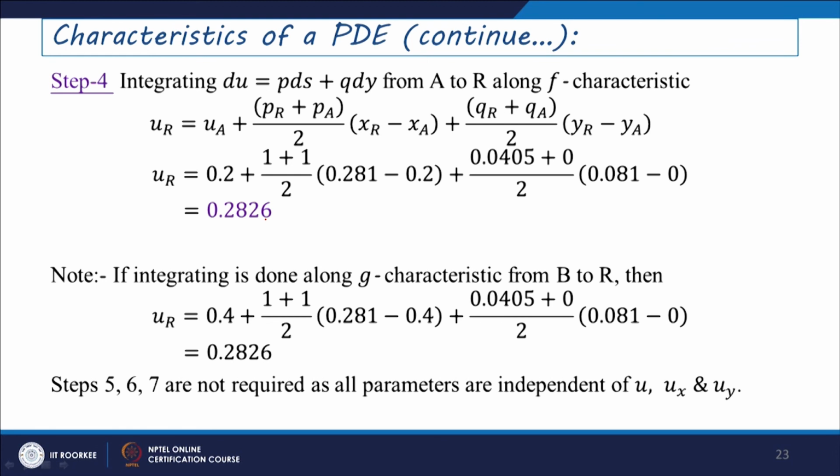And one note we are providing here: if integration is done along the g characteristics from b to r, then we can get ur as 0.2826 here. So, steps 5, 6, 7 are not required, as all parameters are independent of u, ux and uy here.